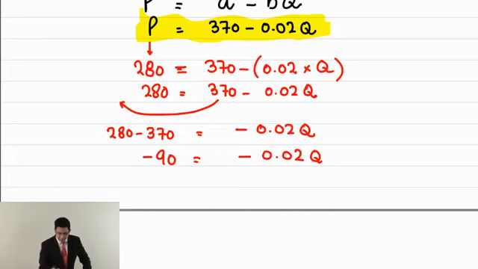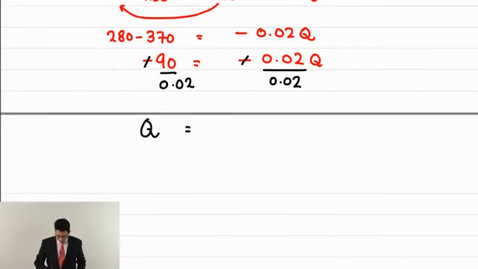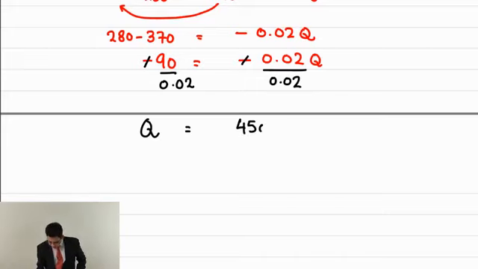Now please remember, in maths, if negative signs are on both sides of the equation, they get cancelled with each other. So you don't need to worry about that. Now both sides divided by 0.02, okay? We can easily calculate the quantity. So 90 divided by 0.02, we get 4,500 units.